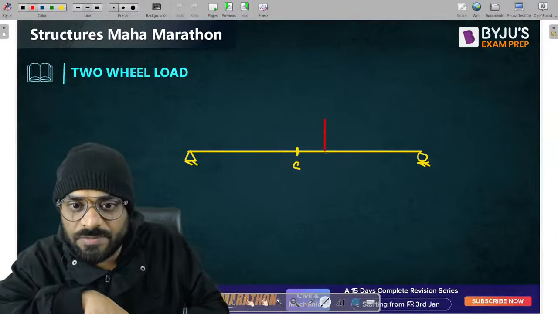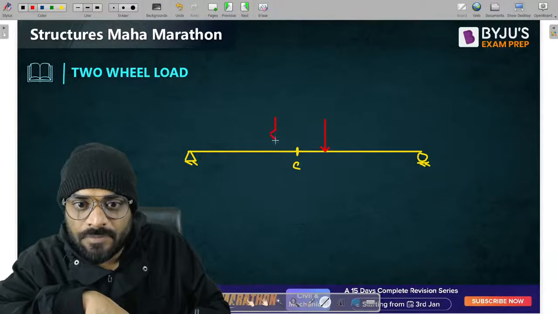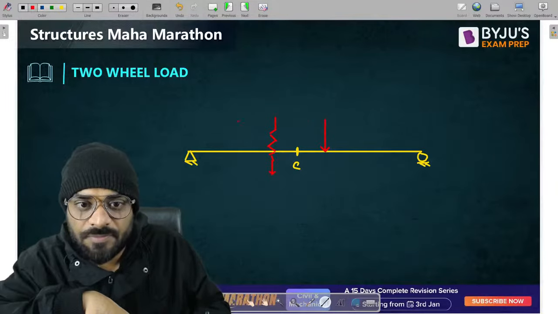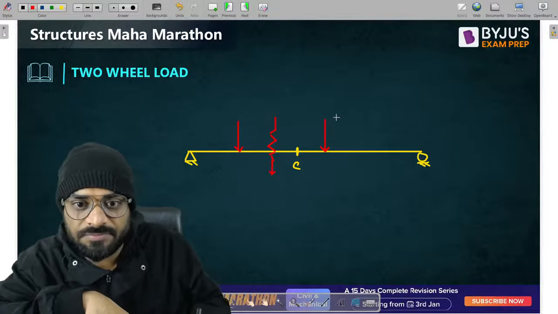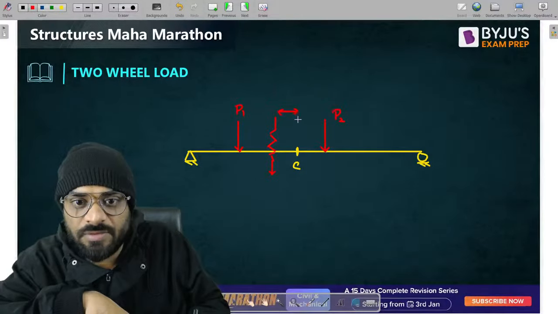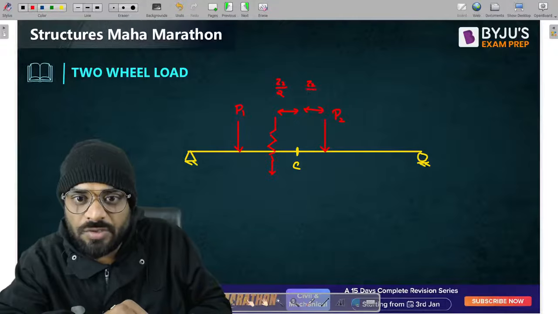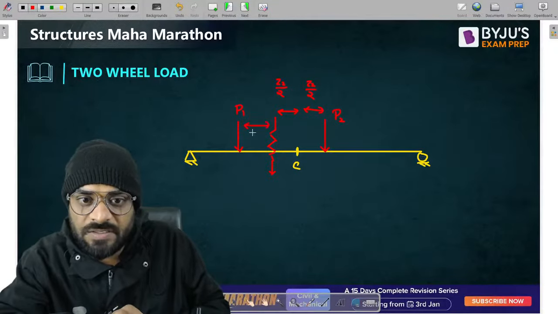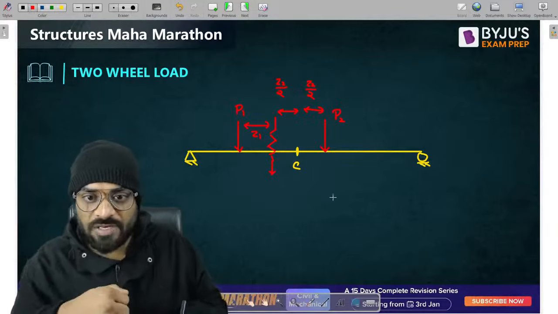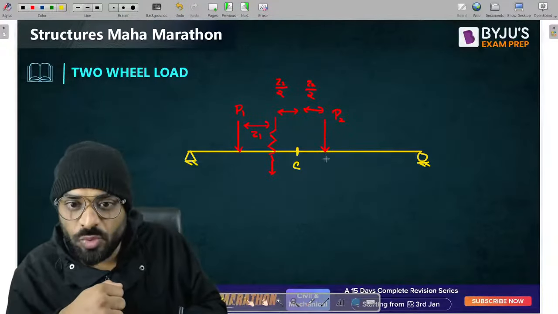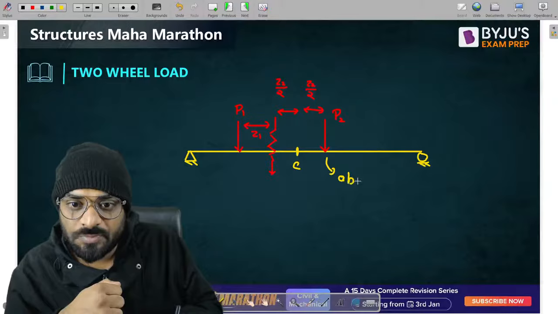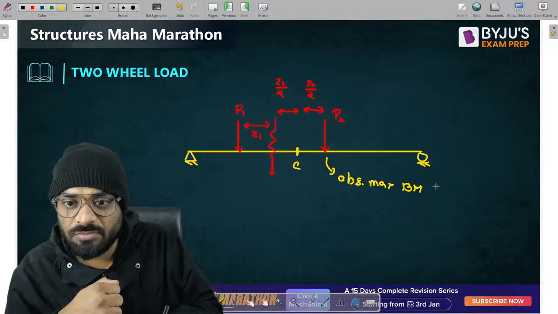So let us consider this is P2, this is CG, this is P1, this is P2, this is P1. So this distance will be what? Z2 by 2. This distance is also Z2 by 2. This one is basically Z1. So our absolute maximum bending moment will occur below P2. Absolute maximum bending moment below P2.